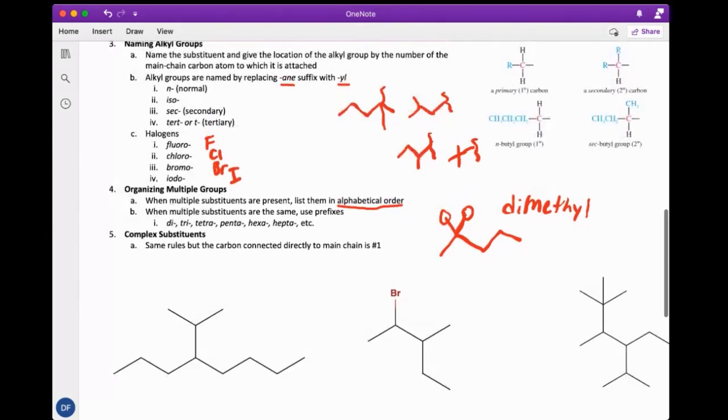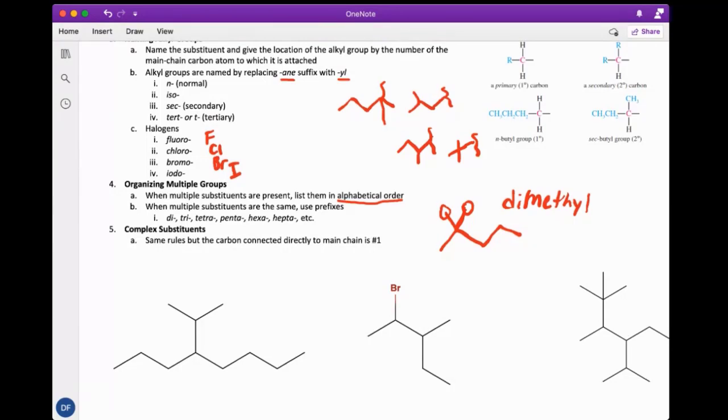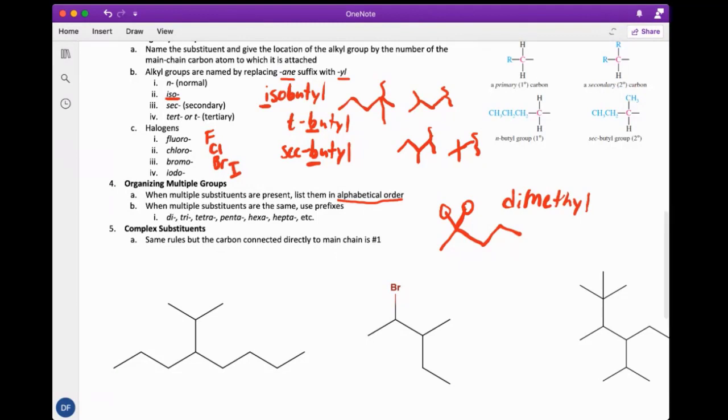One thing that confuses a lot of people is that over here, only the iso is counted towards the alphabetical part. So when you have an n or a sec or a tert, you look at the base alkyl name. So if it was a sec-butyl, you would look at the B. Same with tert-butyl. However, if it's an isobutyl, you would look at the I. So iso would be the only exception to the alphabetical order.